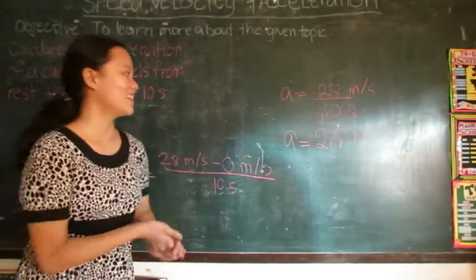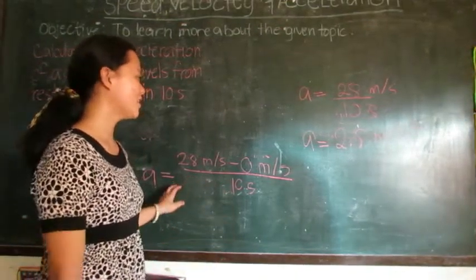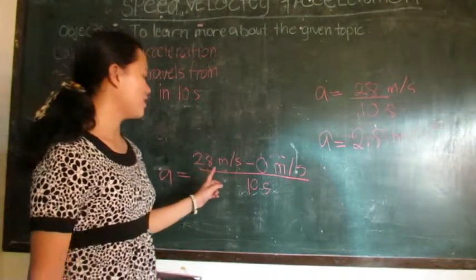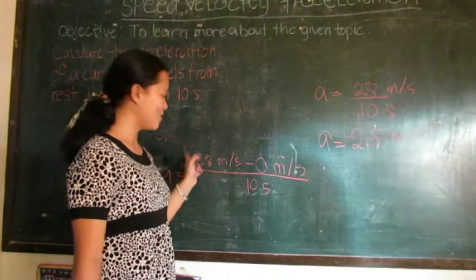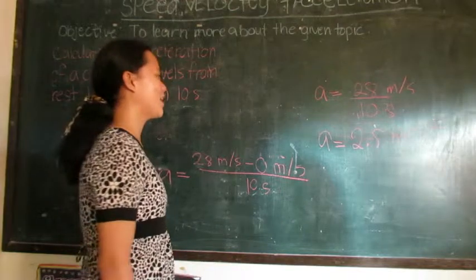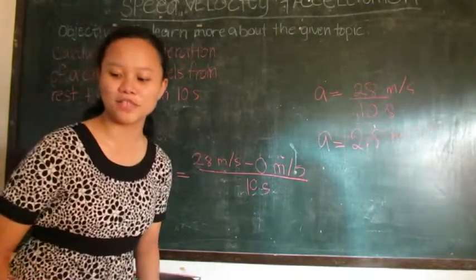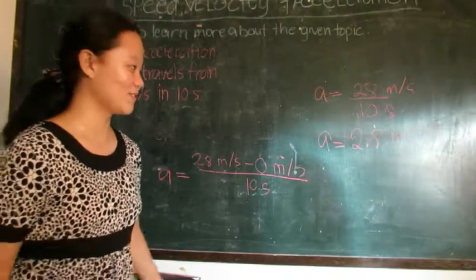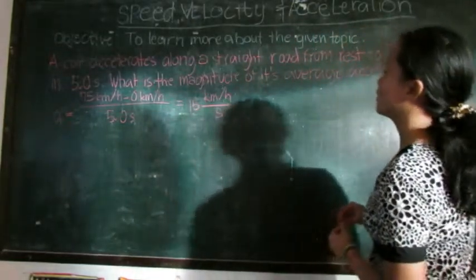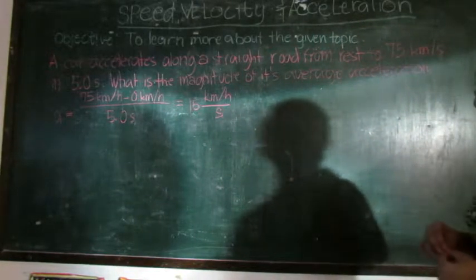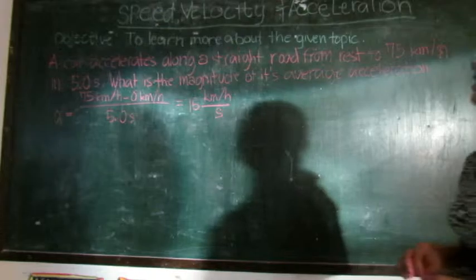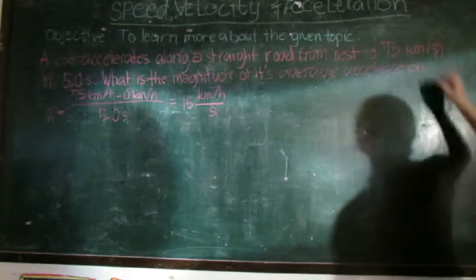So this is how you normally do it, but when there is a slight difference between your velocity and the time given, for example if your velocity is in kilometers per hour and your time is in seconds. I have a new set of problems here. A car accelerates along a straight road from rest to 75 kilometers per hour in 5.0 seconds. What is the magnitude of its average acceleration?